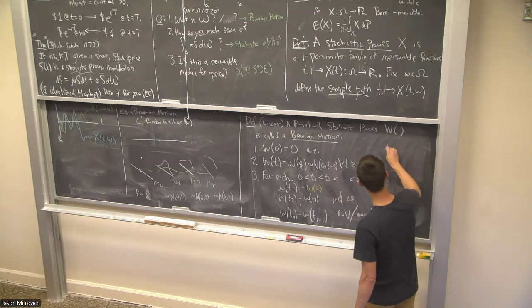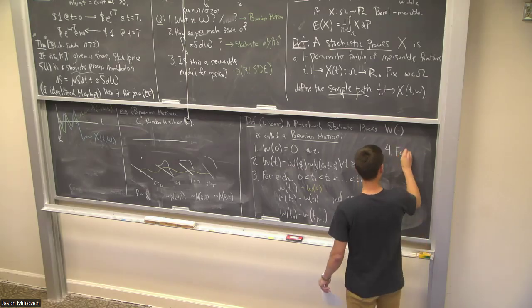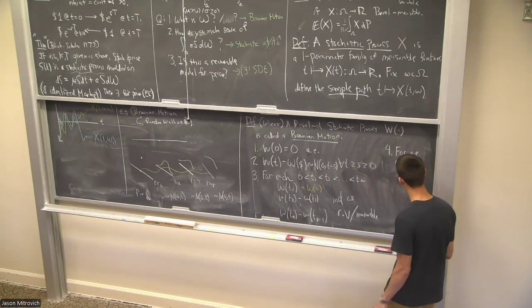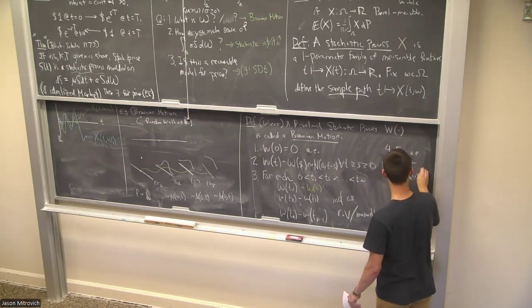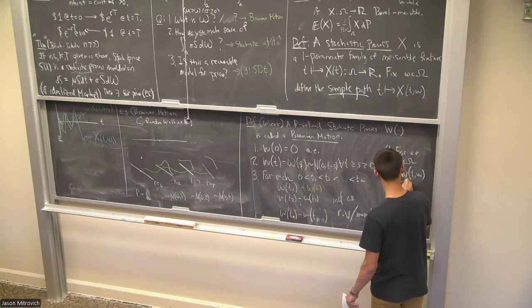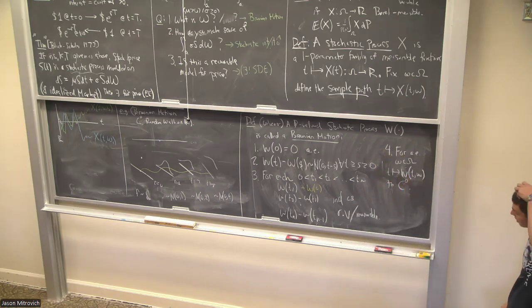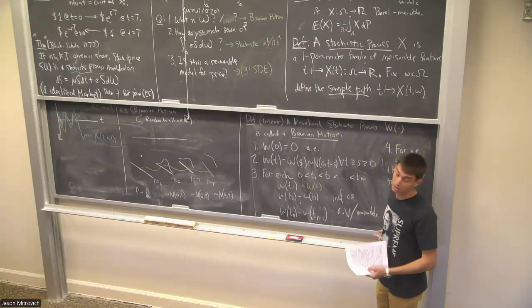And then fourth, we want continuous sample paths, right? For almost every omega in big Omega, we want the map T goes to W T of omega to be continuous. All right. So this is the definition we're taking.